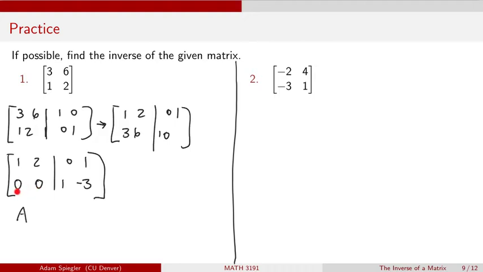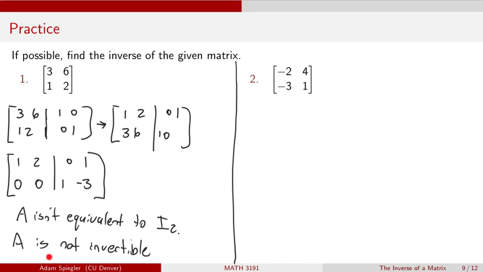And here, this matrix A is not equivalent to the identity matrix. It's not row equivalent to the identity matrix because its second row has no pivot. So from this, we can see that actually A is not invertible. It does not have an inverse. So not every single square matrix is invertible. And this is what it looks like when we apply this algorithm to a matrix that doesn't have an inverse. So here we would just say A is not invertible.